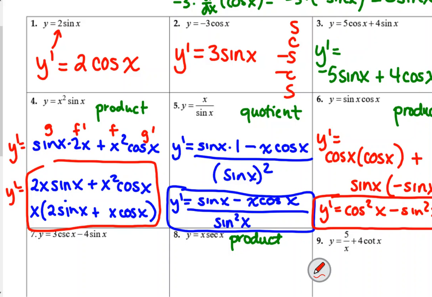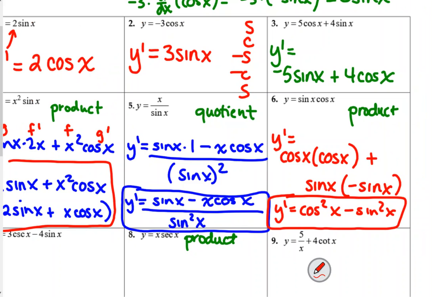On number 6, cosine times cosine plus sine times negative sine. That's going to become cosine squared minus sine squared, which actually is an identity. And so you may or may not remember that one. But that is the same as cosine 2x. That's one of the double angle forms for cosine. So that's another possible answer.